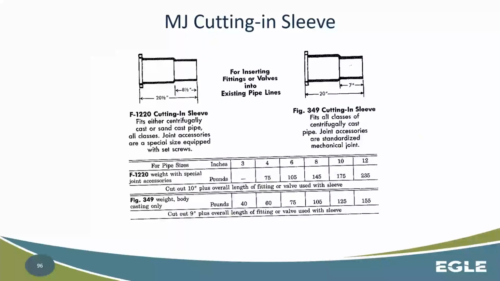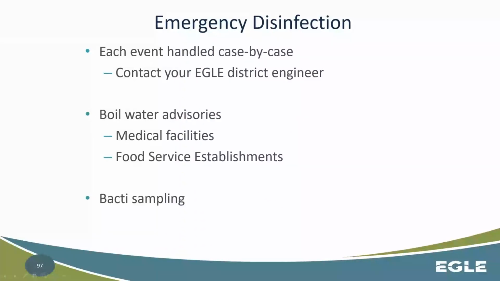A cutting-in sleeve is basically, in my opinion, kind of similar to a slip joint. Basically this portion between this one and this one is sliding. So you're sliding this over to one side, and then extending this piece out to whatever is necessary to make those connections. So, emergency disinfection: each event is handled case by case.